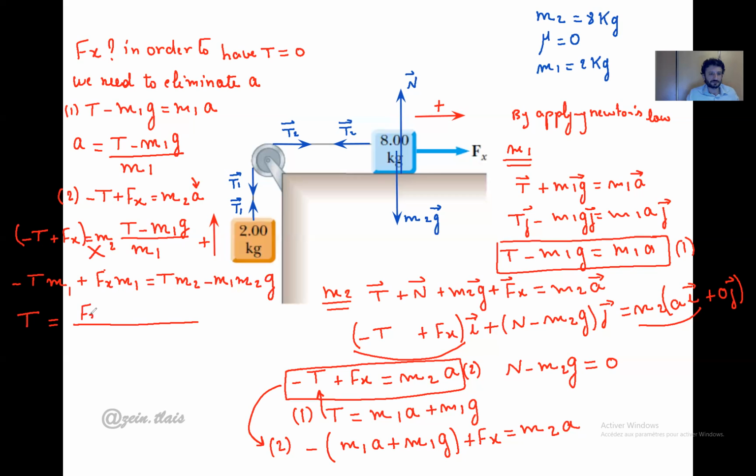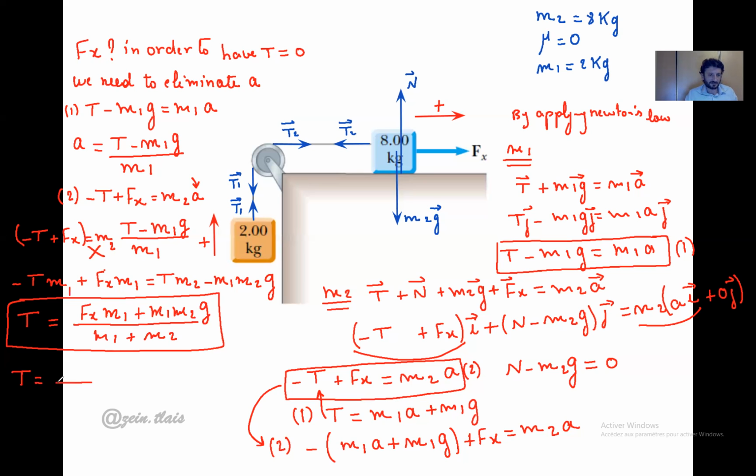fx m1 plus m1 m2 g divided by m1 plus m2. This is a simple relation between t and fx. I need to calculate the value of fx in order to have 0 t. Okay, we can simplify this equation.